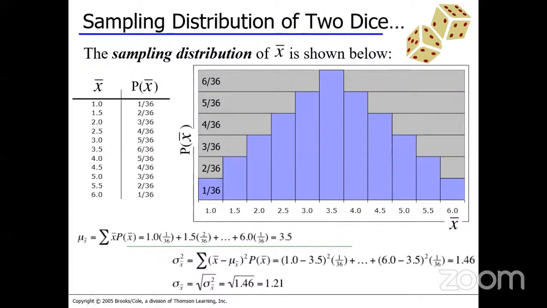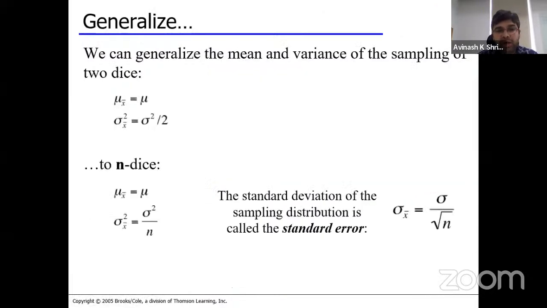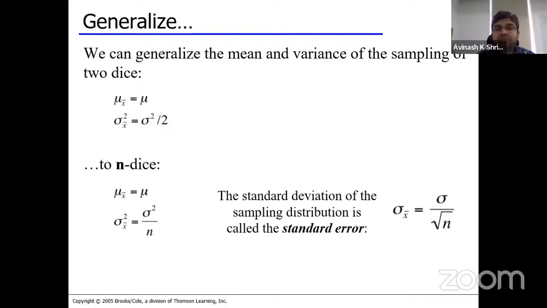If we continue the same thing again and again, you will see the generalized formula. This generalized formula says that when you do the experiment n number of times, the mean will not change, but the variance will change to sigma square by n. And this gives you the idea of standard error.